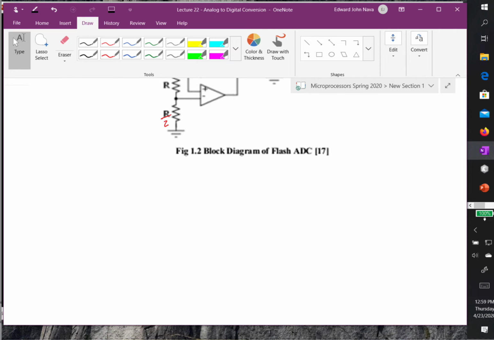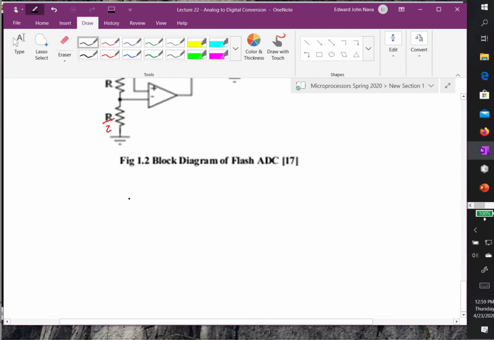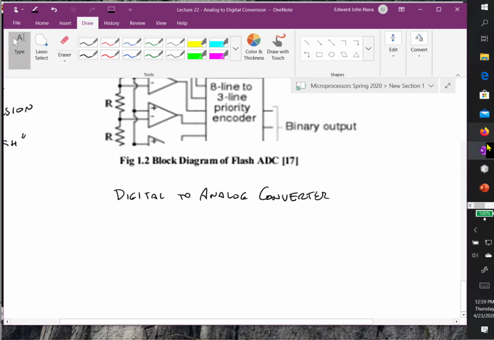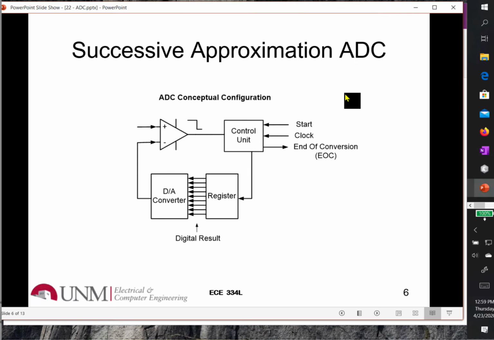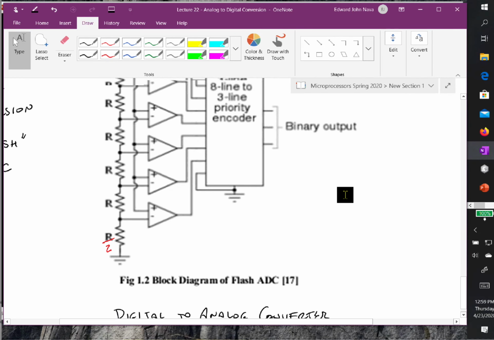So what I want is some sort of digital to analog converter. Now you may think it's a little strange. The entire system is an analog to digital converter, but we have to use a digital to analog converter to be able to come up with an estimate of our unknown analog input signal. And so the way we're going to do that is use this digital to analog converter.